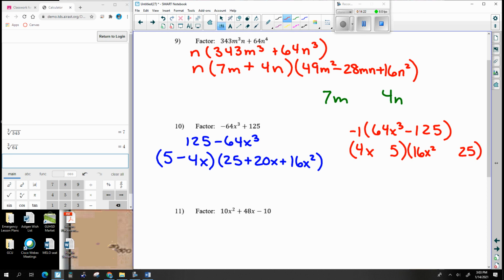Multiply to the middle, 4x times 5 is 20x. Same opposite, always positive, so minus is a minus. Opposite is a plus, and the last one is always positive. And then there's an outside -1 attached to that.